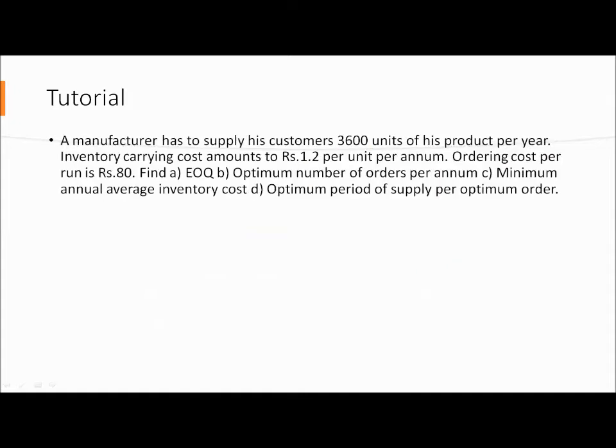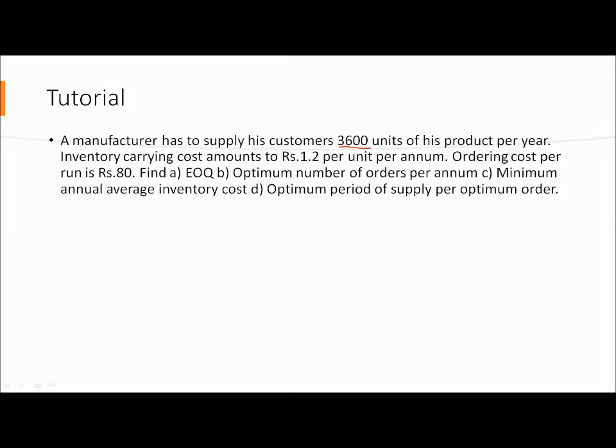Now to understand the concept better, let's do one more problem. In this particular problem, a manufacturer has to supply his customers 3,600 units of his products per year. So that is the demand. That is A.